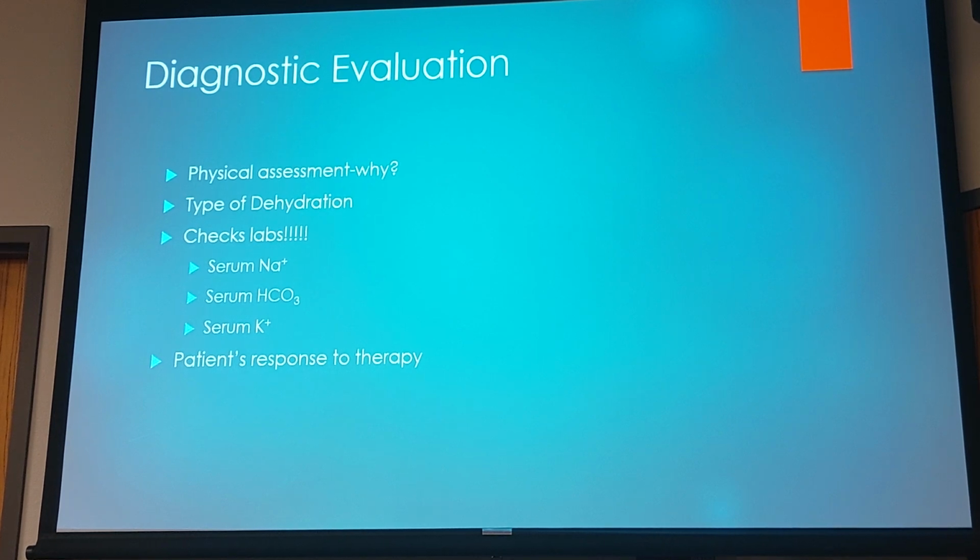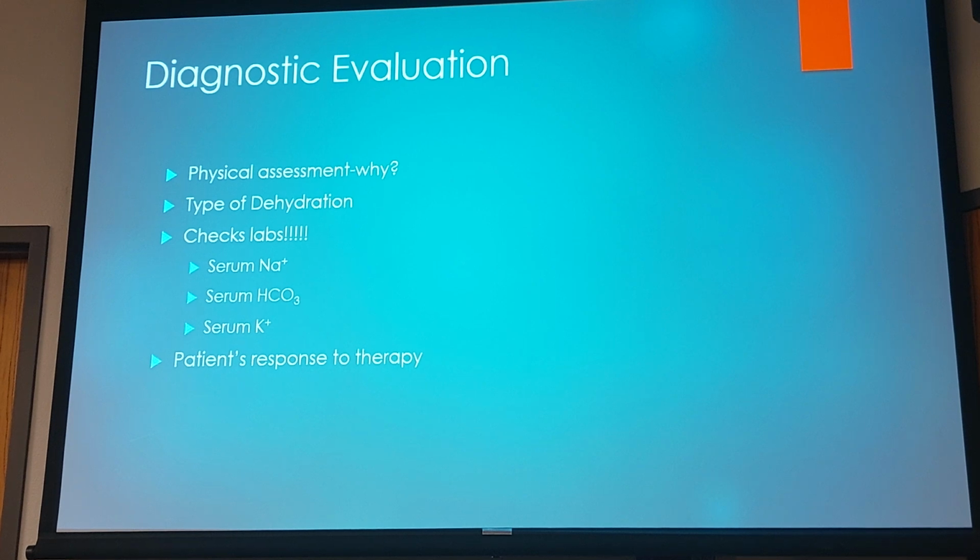So, obviously, physical assessment is important, but why? What is it helping us to do? I mean, we just came off of a slide that helps you with that, right? Why is it important, that physical assessment? Besides knowing, say again? You can tell which type.